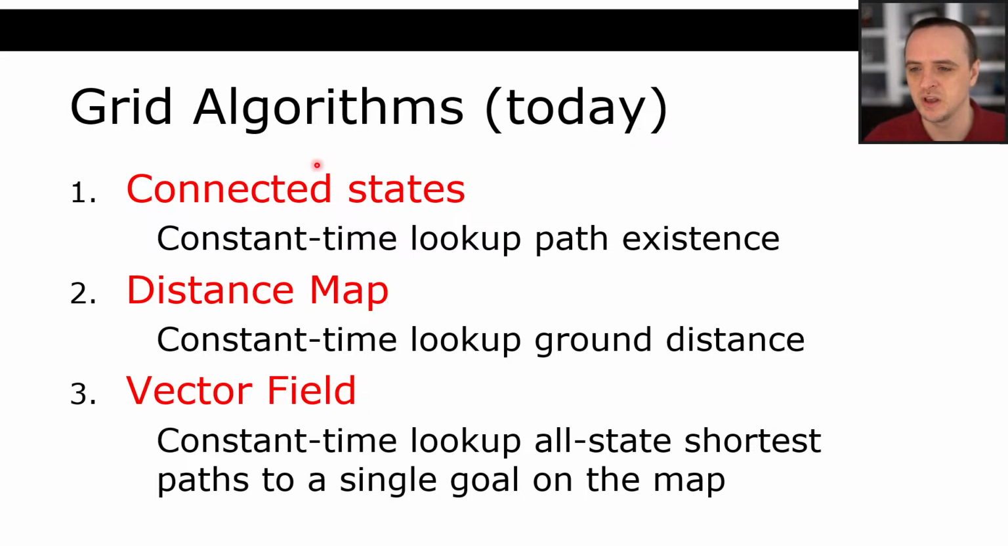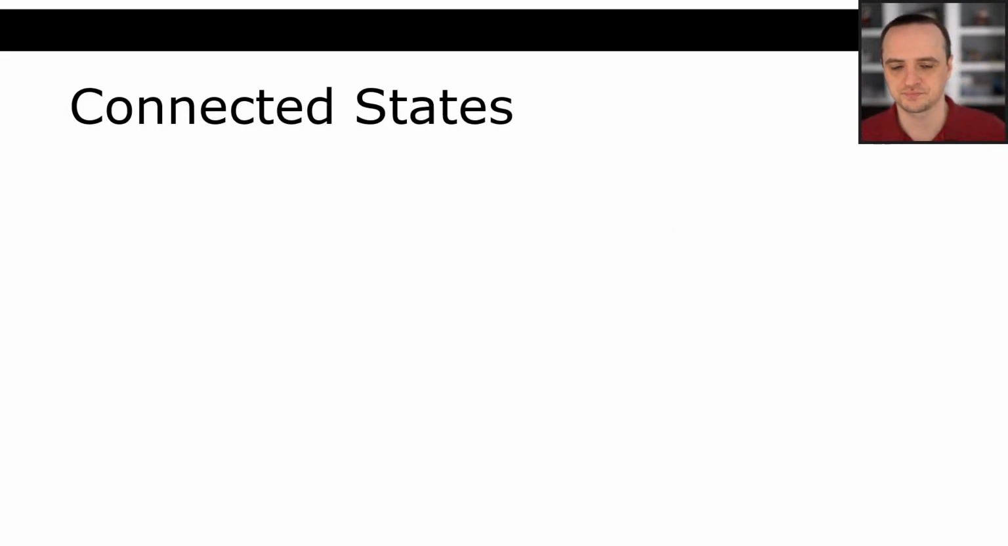as long as our queries are really fast. The connected state stuff is going to allow us constant time lookup to see if a path exists between 2 points on a grid. A distance map is going to be a constant time lookup for ground distance between 2 points on a grid. And a vector field is going to be a constant time lookup for all shortest paths to a single goal on the map. That's going to be really, really powerful. And this is what assignment 2 is essentially going to be: computing a vector field and a distance map.